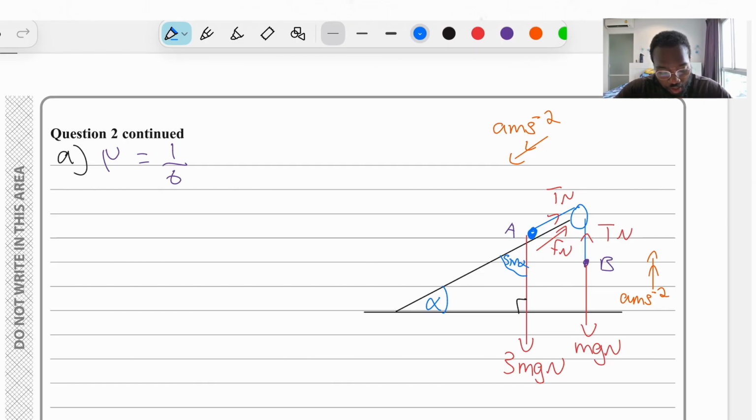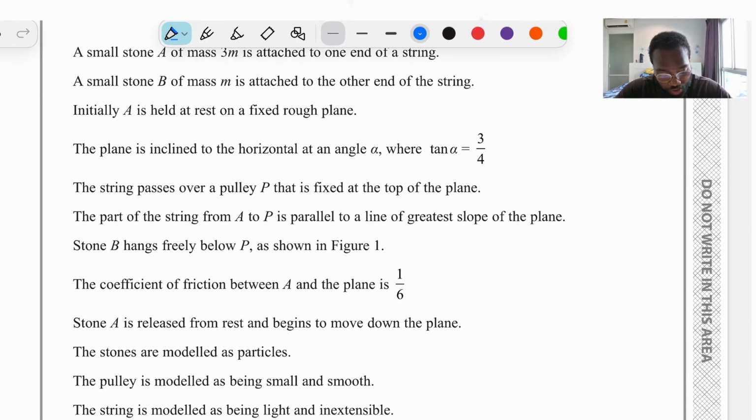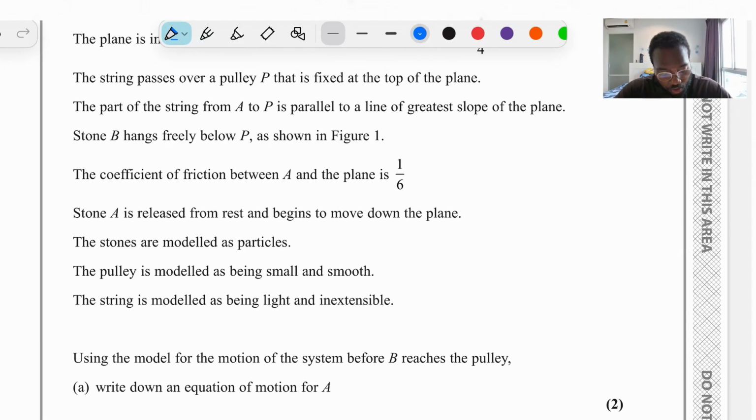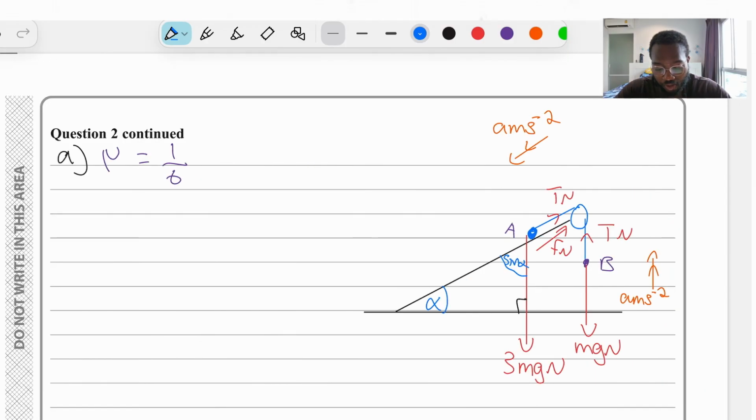Now, what is the first question? Using the model for the motion of the system before B reaches the pulley, write down an equation for the motion of A. If we write down an equation for the motion of A, we know that F is equal to ma. Then we need to resolve forces.